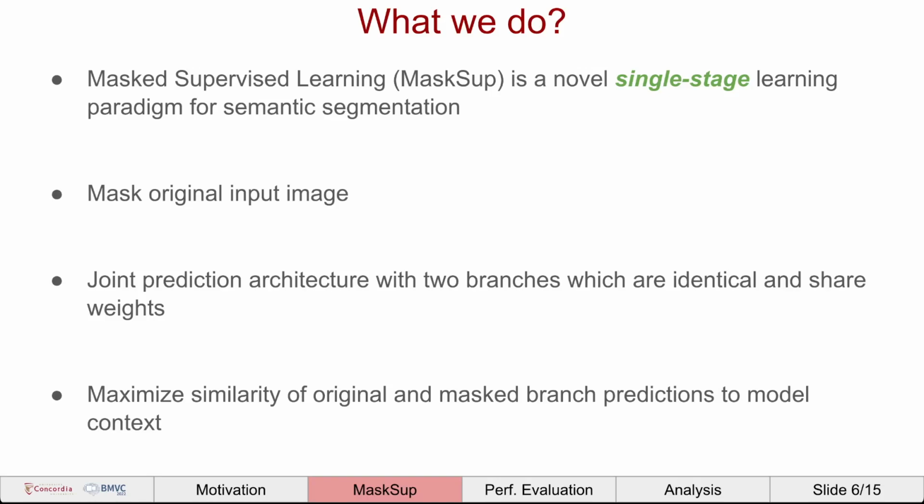MaskSup also models global or long-range context by a task similarity constraint where the similarity of the outputs of the two branches is maximized in order to better learn the shape of the class instances, which is especially useful in multi-class semantic segmentation.